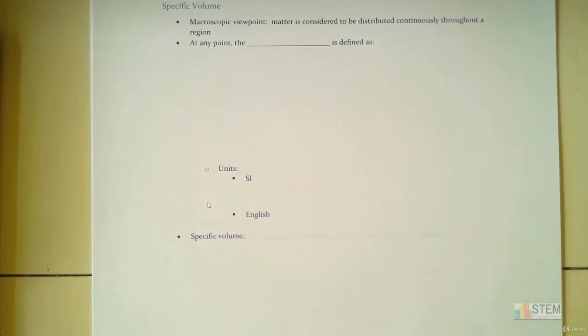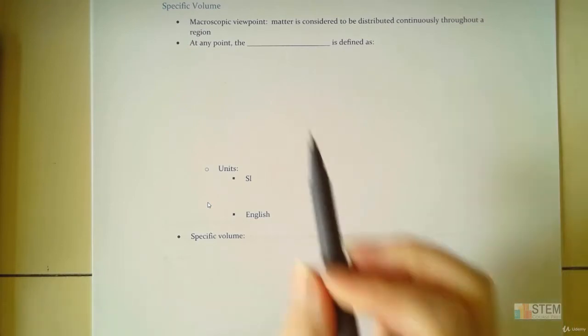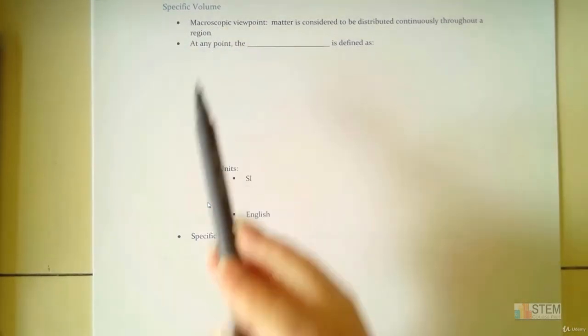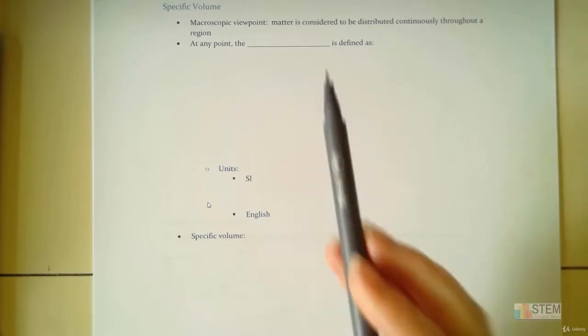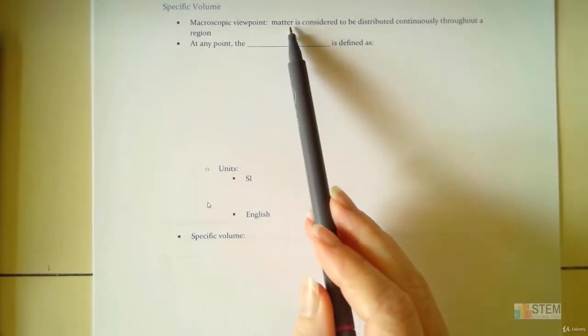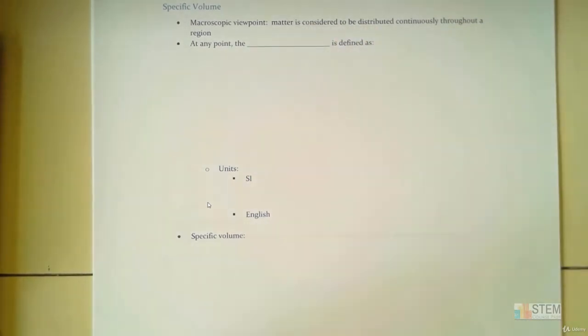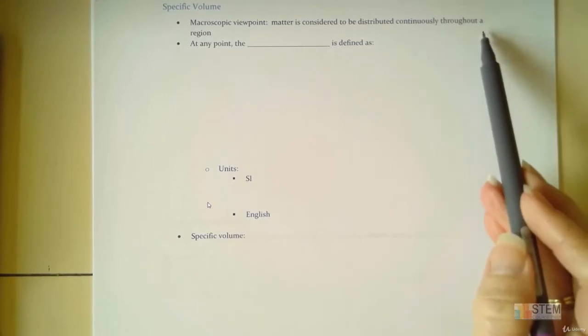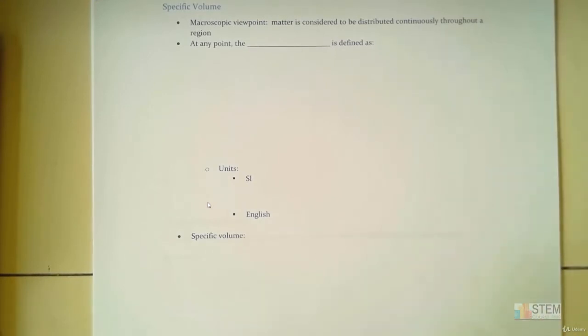Hey guys, let's get back to this, and now we're going to talk about specific volume. Alright, so specific volume, and we're going to talk about density as we go through this. Let's remember from our macroscopic viewpoint that we're looking at the overall system. Typically we're going to say matter is considered to be distributed continuously throughout a region. So there's not going to be a big jump in mass somewhere in your system.